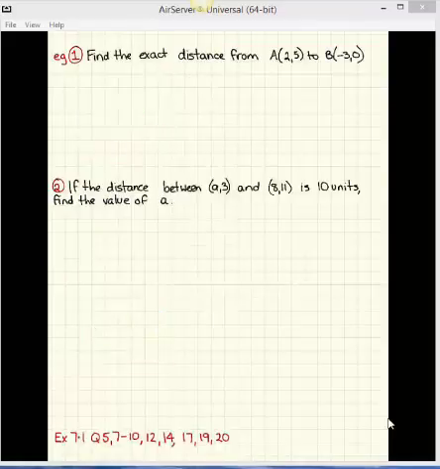So we want to find the exact distance. As soon as you see exact, what is that going to tell you? That we're looking for a surd. Don't type it into your calculator. I don't want a decimal approximation here. Give me an exact number and leave it at that. So find the exact distance from the point A, 2, 5, to the point B, negative 3, 0.